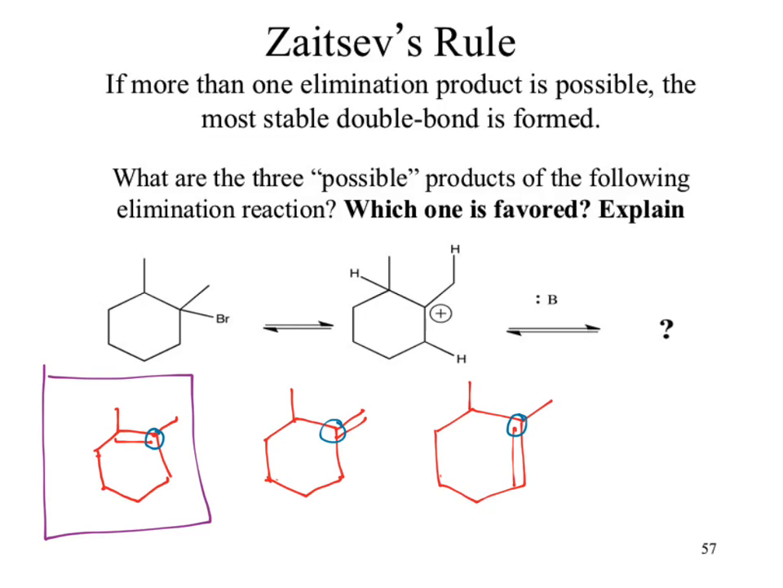The very first one is going to be our favorite product. Why? This one is tetra substituted. The next one is only di substituted. The last one is tri substituted. Okay?